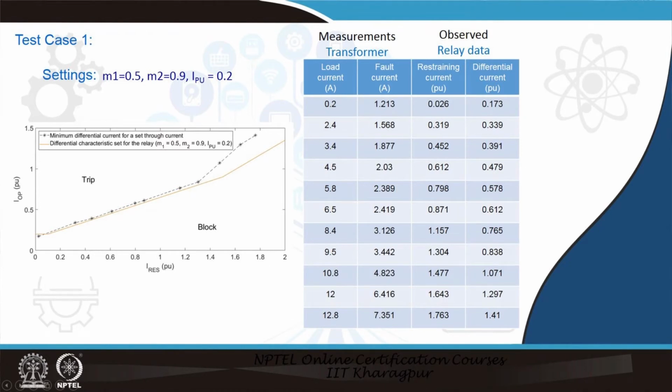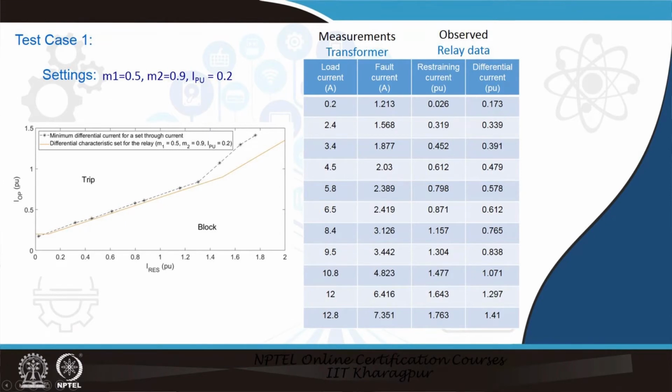The brown line is the curve for the particular percentage bias setting considered here, m 1 equals 0.5, m 2 equals 0.9 and I p equals 0.2, and we have the 3 sections, section 1, section 2 and section 3, as already mentioned. And then the points which are marked here are the observation points taken from the corresponding differential current for the particular restraining current in per unit. So, these points are there and plotted.